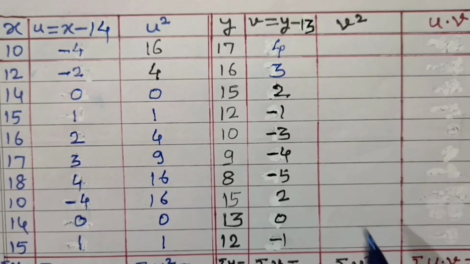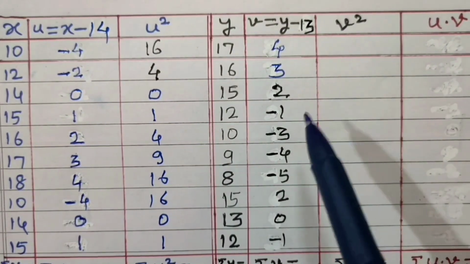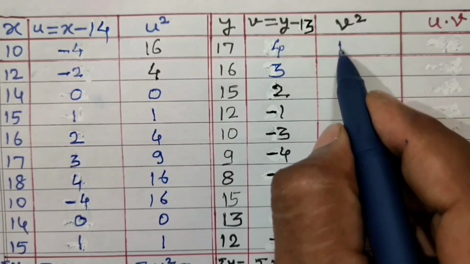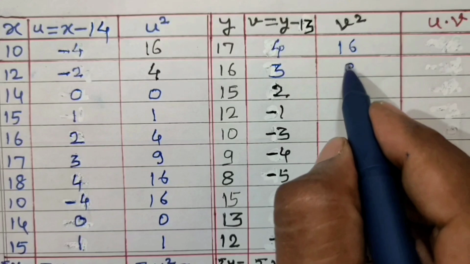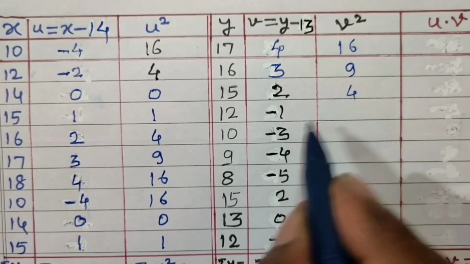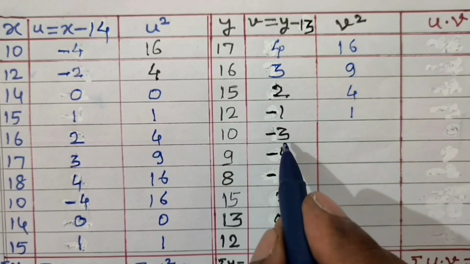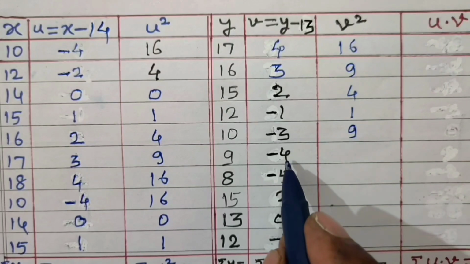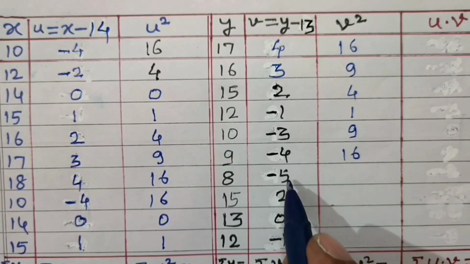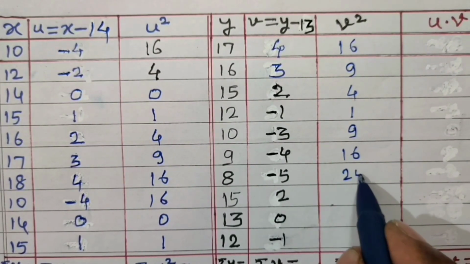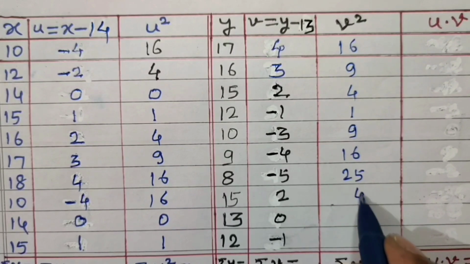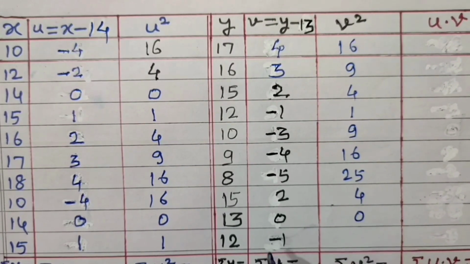Let us find the values of the V square column. 4 square is 16, 3 square is 9, 2 square is 4, minus 1 square is 1, minus 3 square is 9, minus 4 square is 16, minus 5 square is 25, 2 square is 4, 0 square is 0, minus 1 square is 1.